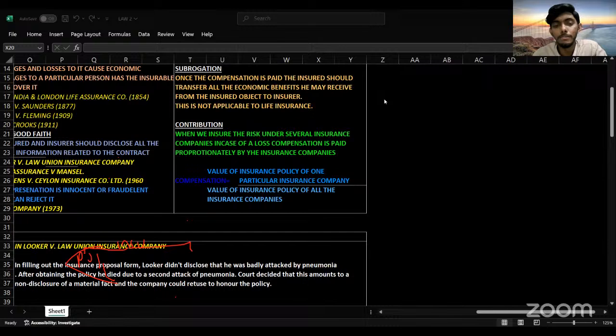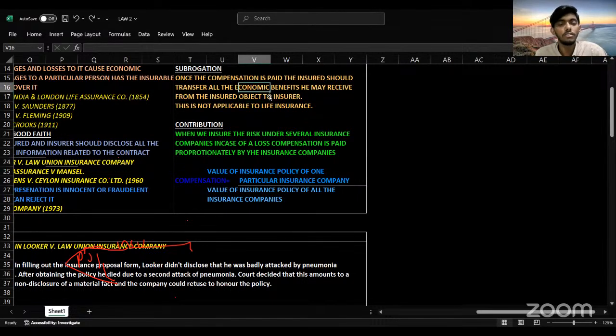No, no, you're avoiding the indemnity principle, and to avoid that, we have a nice concept called subrogation. Once the compensation is paid, the insured should transfer all the economic benefits he may receive from the insured object to the insurer. Which means after the insurance company pays me the compensation, if any external party gives me any advantage, or if there is any economic benefit receivable to me from an external party, that should be directly transferred to the insurance company. Simple as that, ladies and gentlemen. What is subrogation? Subrogation is telling that after compensation is paid by the insurance company to the insured, if any other external economic advantages are receivable to the insured from other parties, all those rights are transferred to the insurance company.